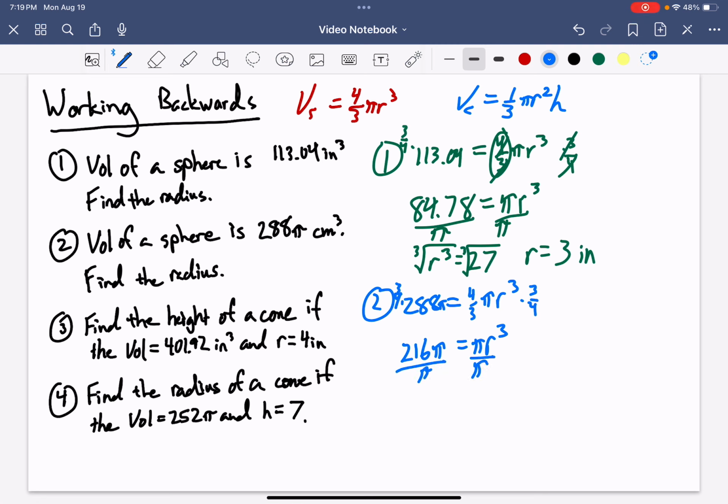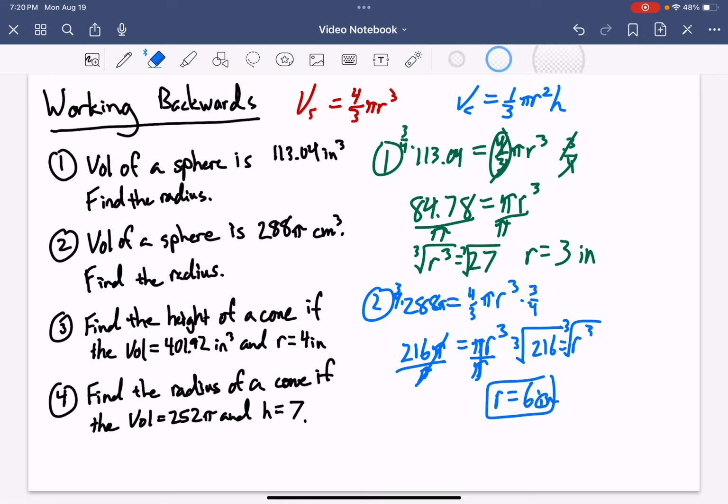But this time I'm not using 3.14. Those pi's cancel each other out. And so I have 216 is equal to r to the third power. I could use the calculator to take what's called the cube root, or again, ask myself what times itself 3 times is 216, and that's going to be 6. So that one is 6 centimeters. So that's how we do those sphere problems.